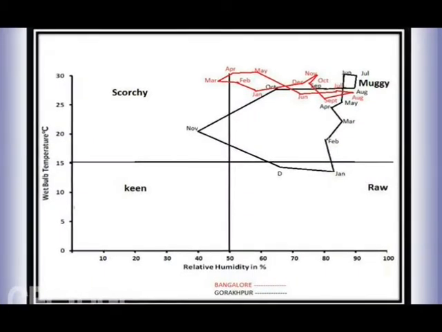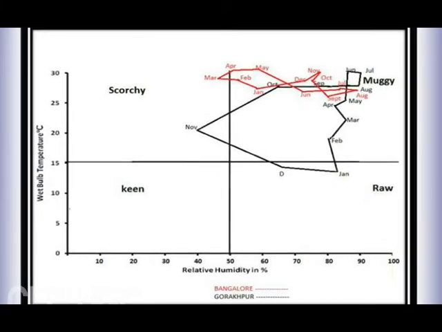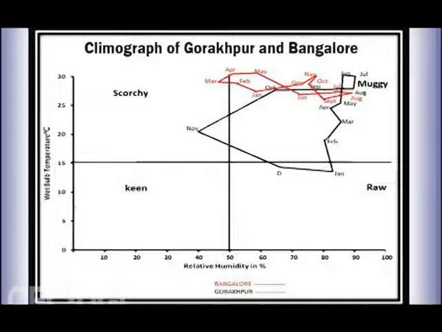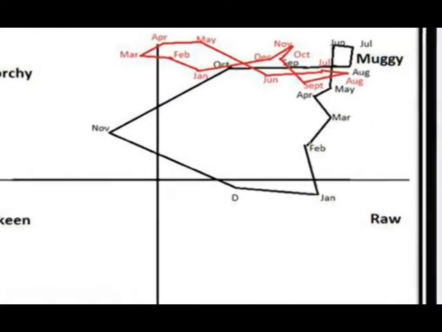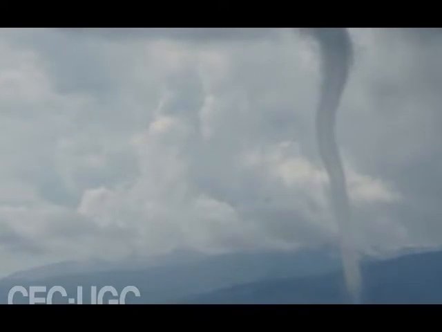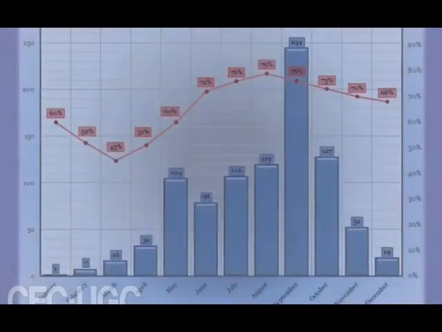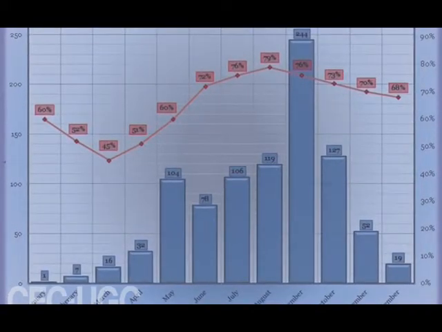How to read the climograph? The four sides of the graph have extreme climatic conditions called scorchy, muggy, raw and keen. They graphically represent qualitative human comfort levels with a given humidity and temperature condition. The analysis of the climograph for Gorakhpur shows that a muggy climate is present, with more moisture and higher temperature in the atmosphere. This gives an indication of more rainfall starting from May up till August.